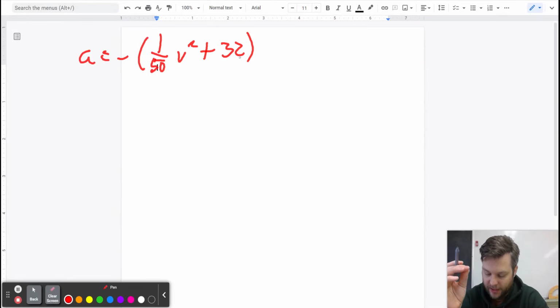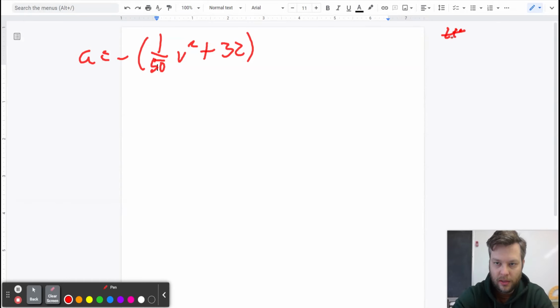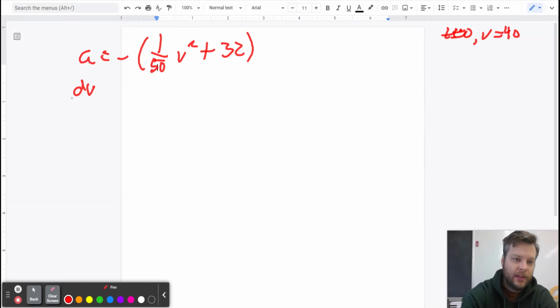And we know that at t equals 0, the velocity is 40. So t equals 0, v equals 40. And then we're going to solve it for v and find the velocity. So this doesn't seem initially like a differential equation unless you remember that acceleration is the derivative of velocity. So I can rewrite this as dv/dt equals this. And then I'm going to separate my variables.